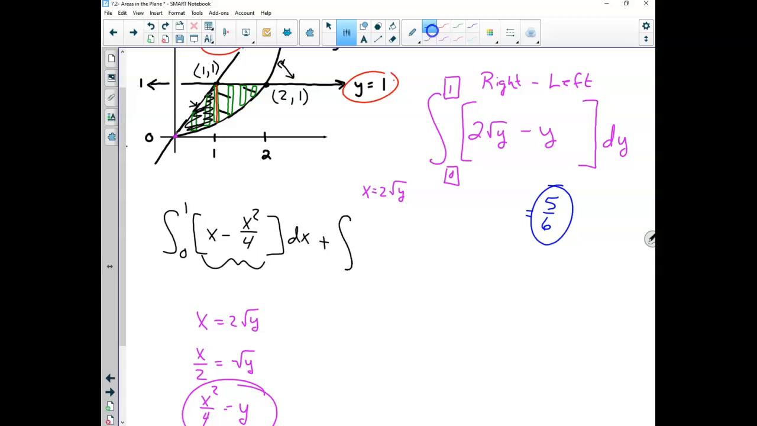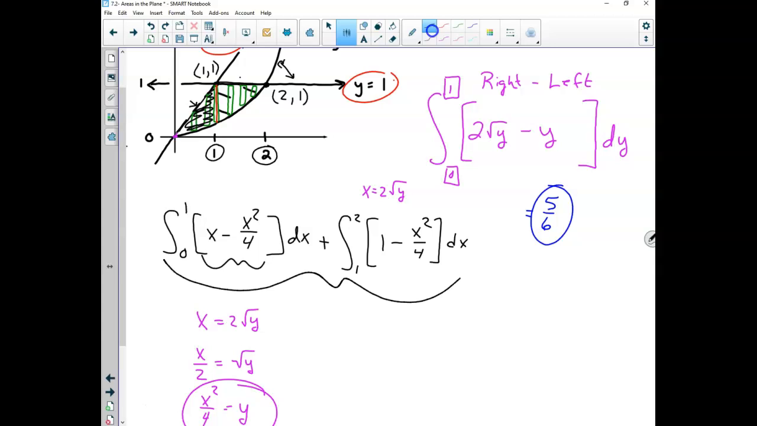Then to that, I need to add my other integral, which is going to go from 1 to 2 to get this next section from 1 to 2 of, well, now, what's my top curve? Well, now my top curve is this constant of 1, so I have to say 1 minus my bottom curve, which is that one there again, which ended up being my x squared over 4 dx. And after you integrate and evaluate both of those, you're going to find out together they equal 5/6. You can type them both into your calculator and check them out, because you're going to want to be able to fluently work with that calculator.